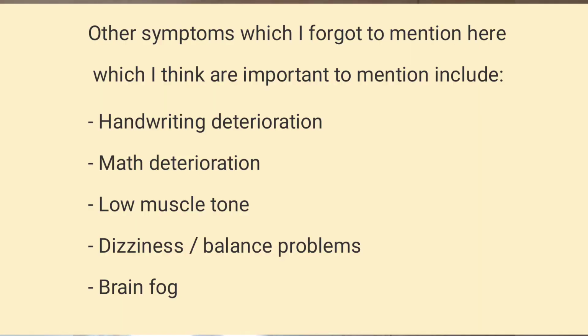Fatigue and joint problems. Some people have joint pain / joint aches when they're in a flare as well. Autistic-like traits. Some people have developmental and behavioural regression where people may act younger than their age or go back on developmental milestones, and lots of different things. Other symptoms which I forgot to mention but I think are important to include: handwriting deterioration, math deterioration, low muscle tone, dizziness and balance problems, and brain fog.